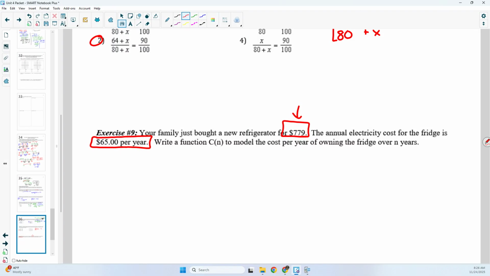Because the initial cost of something gets divided over the total years. So the way I represent this, I only have to pay the initial cost once, right? And then each year I pay $65 per year and its years. So if I was just trying to write how much that I paid overall for the fridge, that would be the linear equation. I want to find the cost per year, so I'm going to take that and divide by how many years I have the fridge. And that would be the equation for that one.